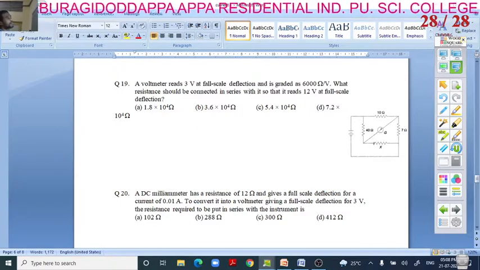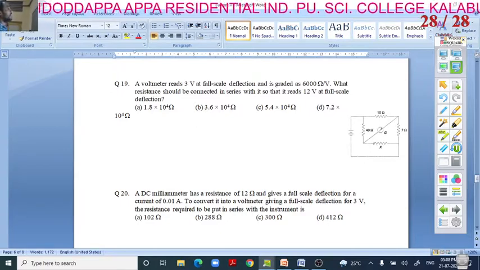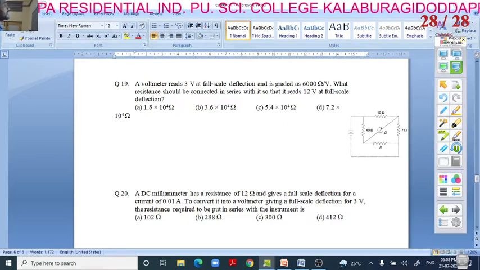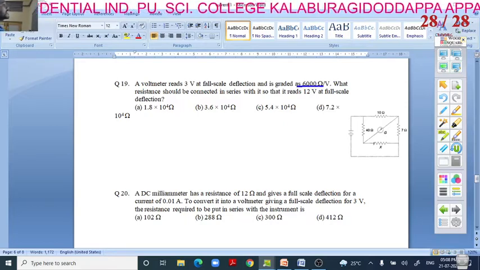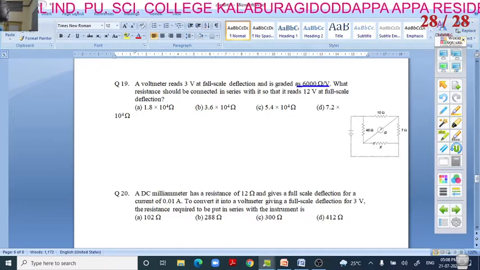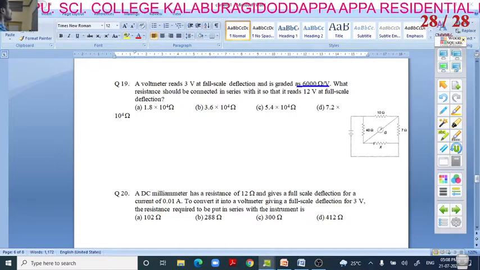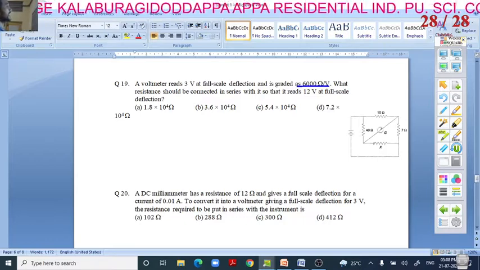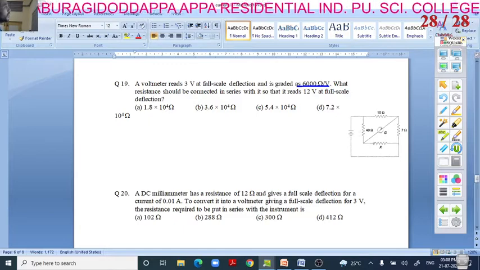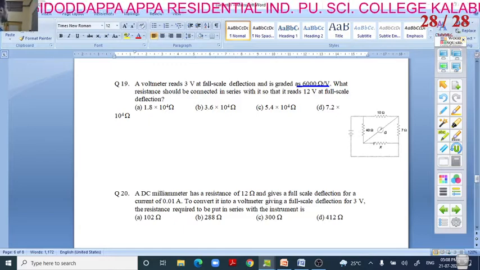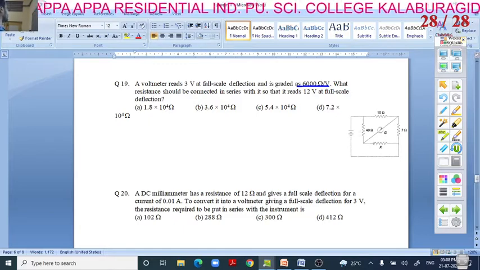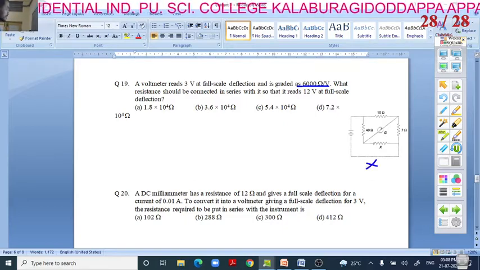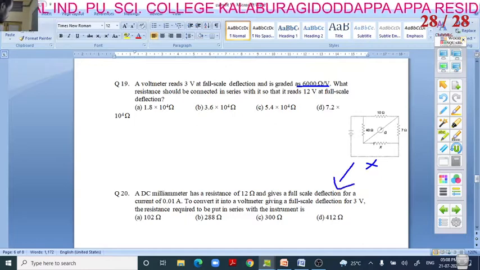A voltmeter reads 3 volt at full scale deflection and is graded as 6000 ohm per volt. What resistance should be connected in series with it so that it reads 12 volt at full scale deflection? This question is not related to the previous one.